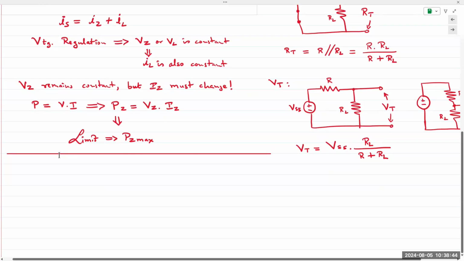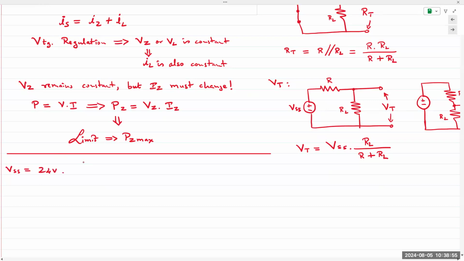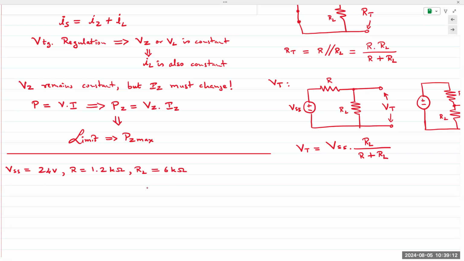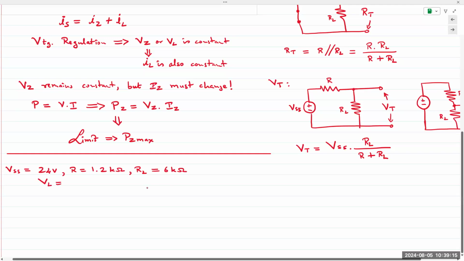So we have VSS given to us. So these are given values to us. VSS is given to us as 24 volts. Okay. R is given to us as 1.2 kilo ohms. RL is given as 6 kilo ohms. So Thevenin resistance of the load is 6 kilo ohms. So the first question being asked is, what is the output voltage, VL, and what is the total supply current coming from the source?